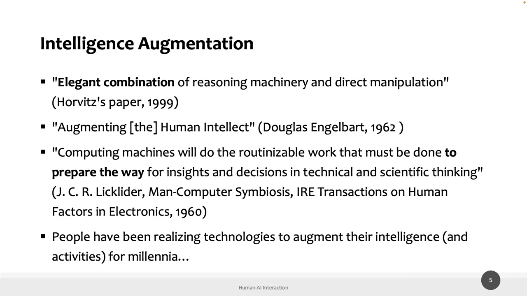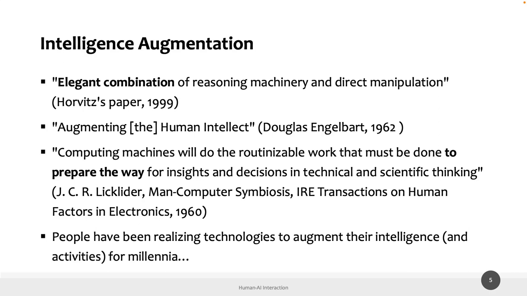And you see, more or less in the same way, Engelbart with the mouse and all the other stuff in 1962, the entire project that involved the mouse was for augmenting the human intellect. In that case, not focusing on performance, but just the intellect, the cognitive side, the knowledge-related side. And in 1960, Licklider, in Transactions on Human Factors in Electronics, spoke about human-computer symbiosis, in which computing machines will do some kind of routinizable work to prepare the way, not to replace people, but to allow them to get better insight, to make better decisions in technical and scientific thinking. So they are still focused on the cognitive aspect, mostly thinking more than manual labor.